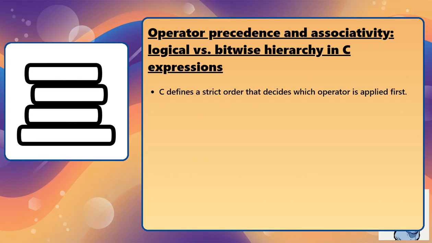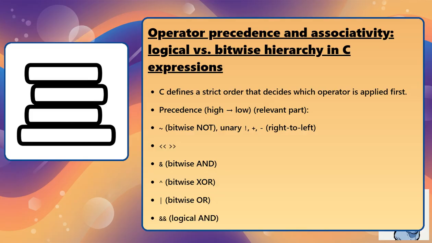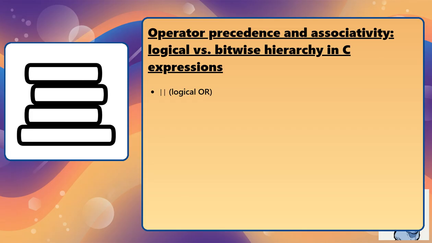C defines a strict order that decides which operator is applied first. Precedence, high to low, relevant part: tilde, bitwise not, unary exclamation, plus, minus, right to left. Left shift, right shift. Ampersand, bitwise and. Caret, bitwise XOR. Vertical bar, bitwise OR. Double ampersand, logical and. Double vertical bar, logical OR.